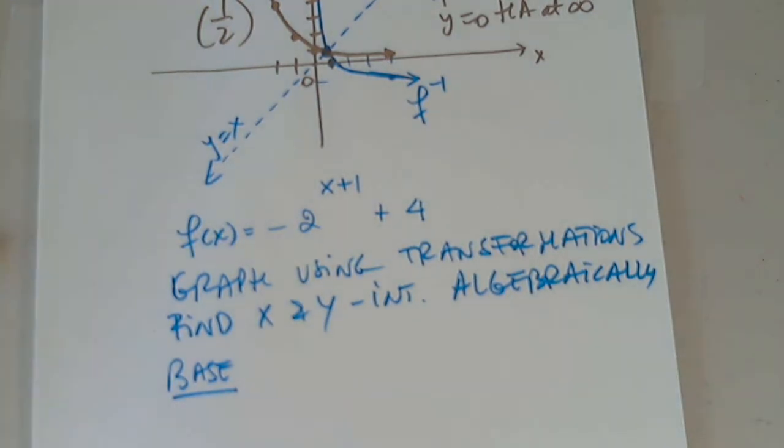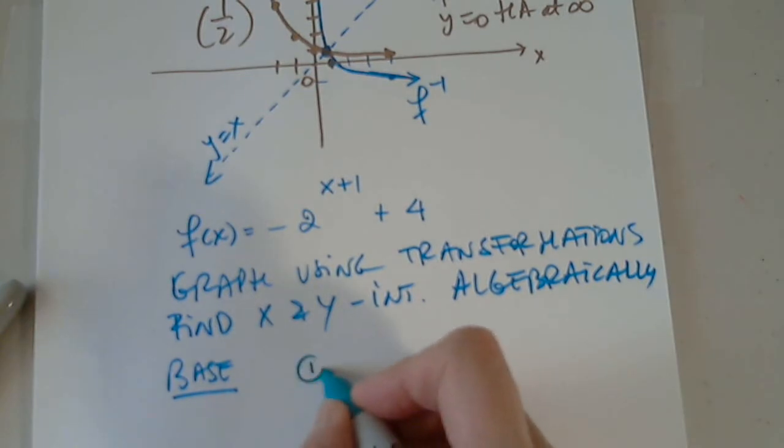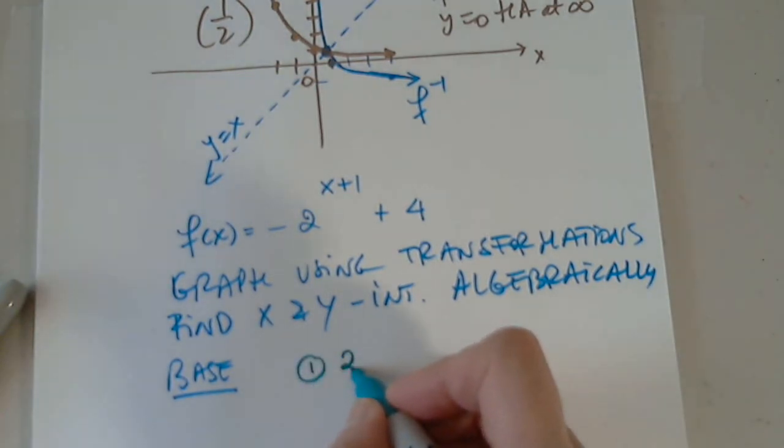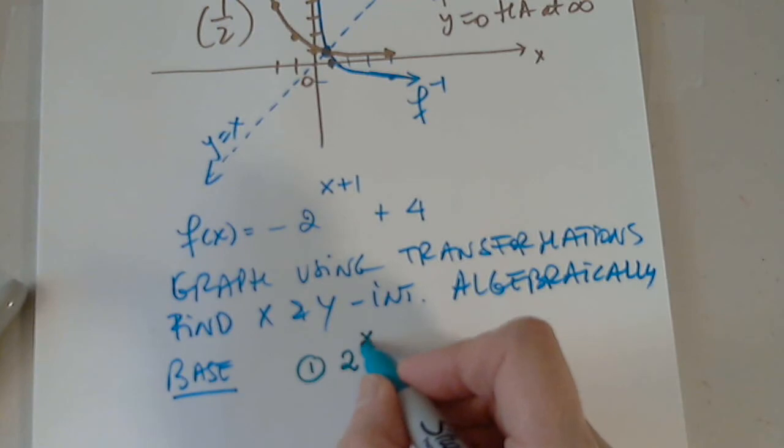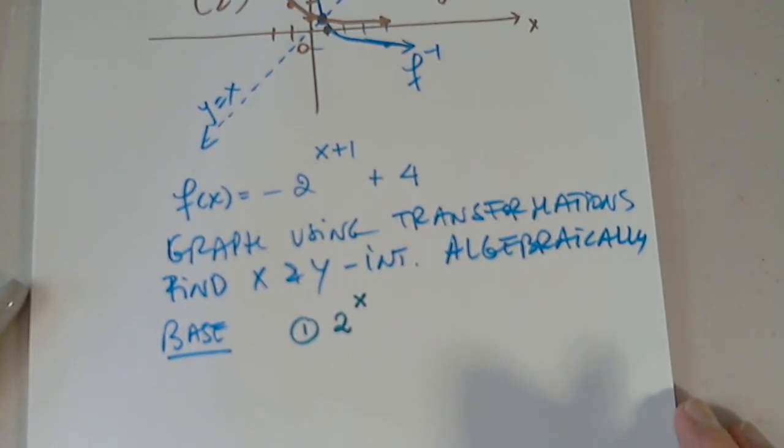Did I use the absolute value? Did I use the square root? Did I use x squared? What did I use? 2 to the x. That's it. That's what I used. Number 2, what will be the next transformation on 2 to the x?